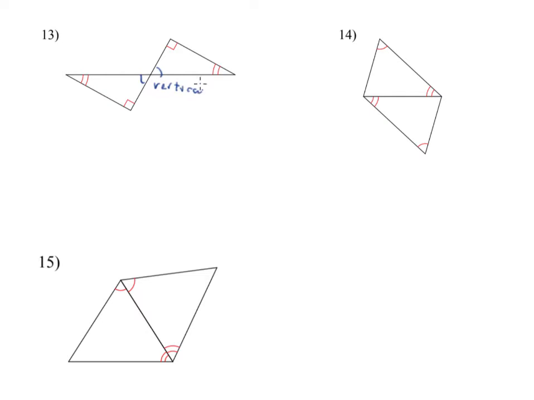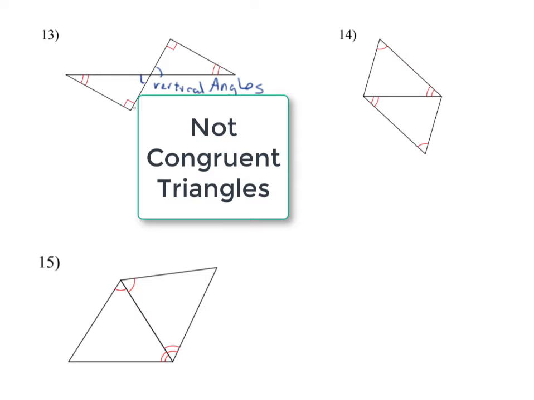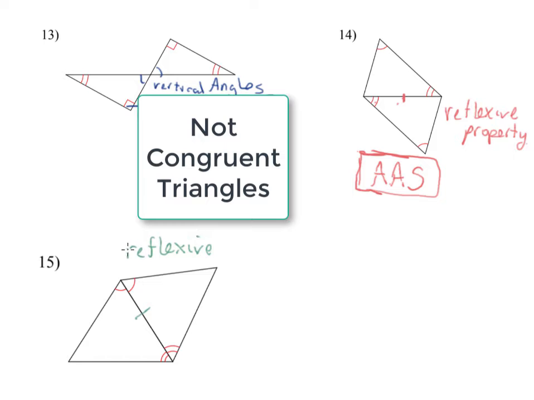Here I can get these other angles congruent by vertical angles, but then all I know is angle, angle, angle, which is not congruent. On number 14, I can get the shared side congruent by reflexive property. And here I have an angle, angle, then a side, so angle, angle, side. So these two triangles are congruent by angle, angle, side. And number 15, yet again, I can get the shared side congruent by the reflexive property, and these two triangles are congruent by angle, side, angle.